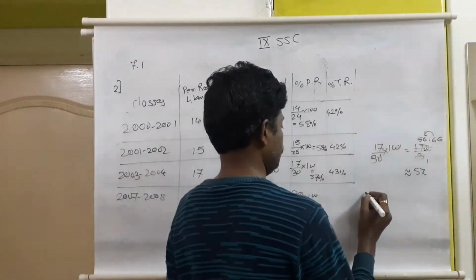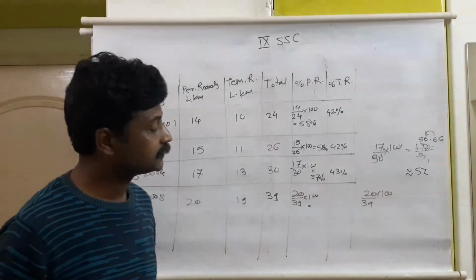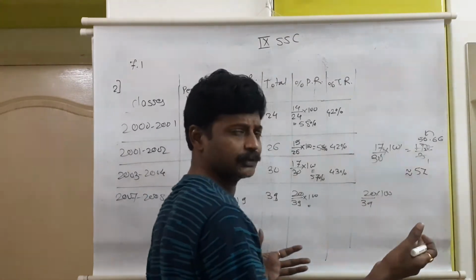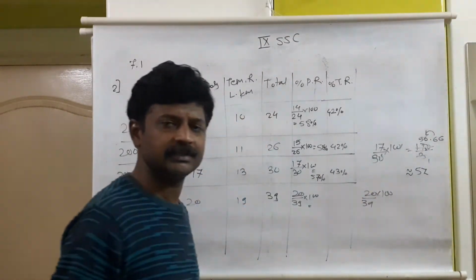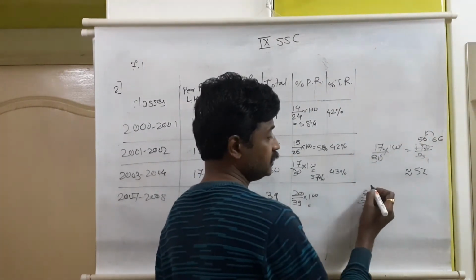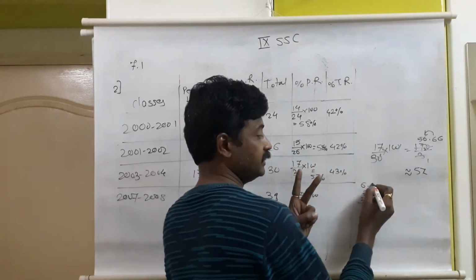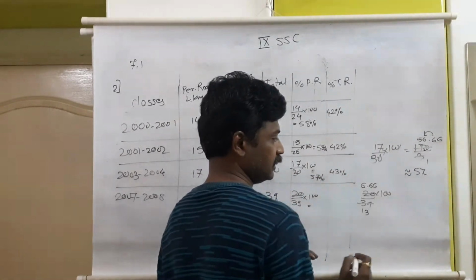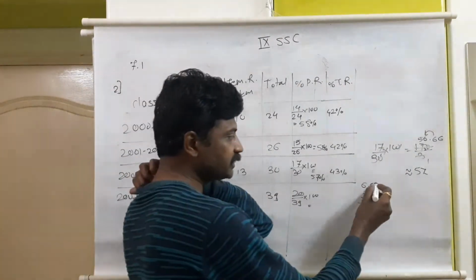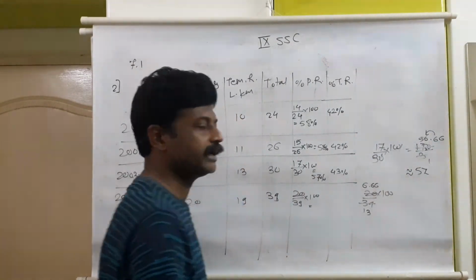It will be 20 upon 39 into 100. 39 can be divisible by 3, but 20 and 100 cannot be divisible. Different types of calculations are possible. Either multiply these both and use the table of 39, or we can simplify. 3 6s are 18, remainder is 2, decimal point will form 20, again 3 6s, again 20, 3 6s. So we have 6.66 divided by 13 into 100. 6.66 can be divided by 13, and finally we can multiply it by 100.